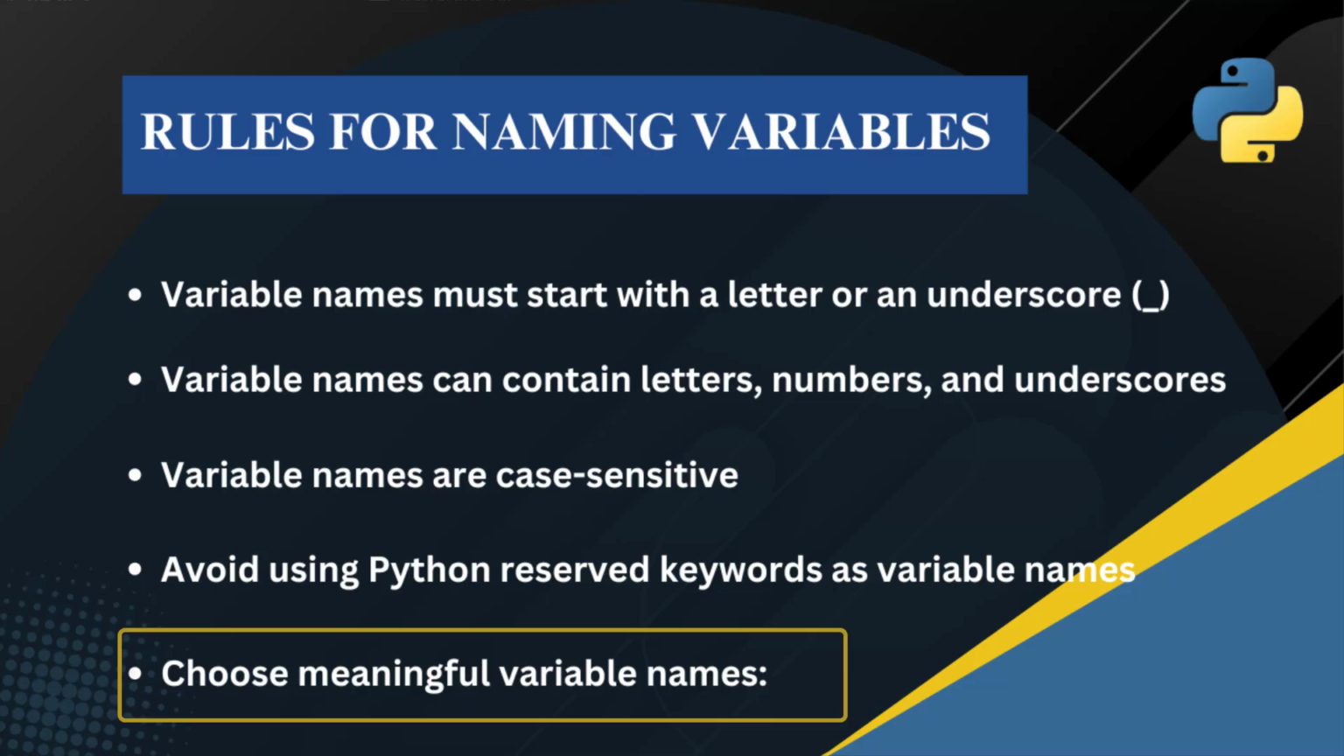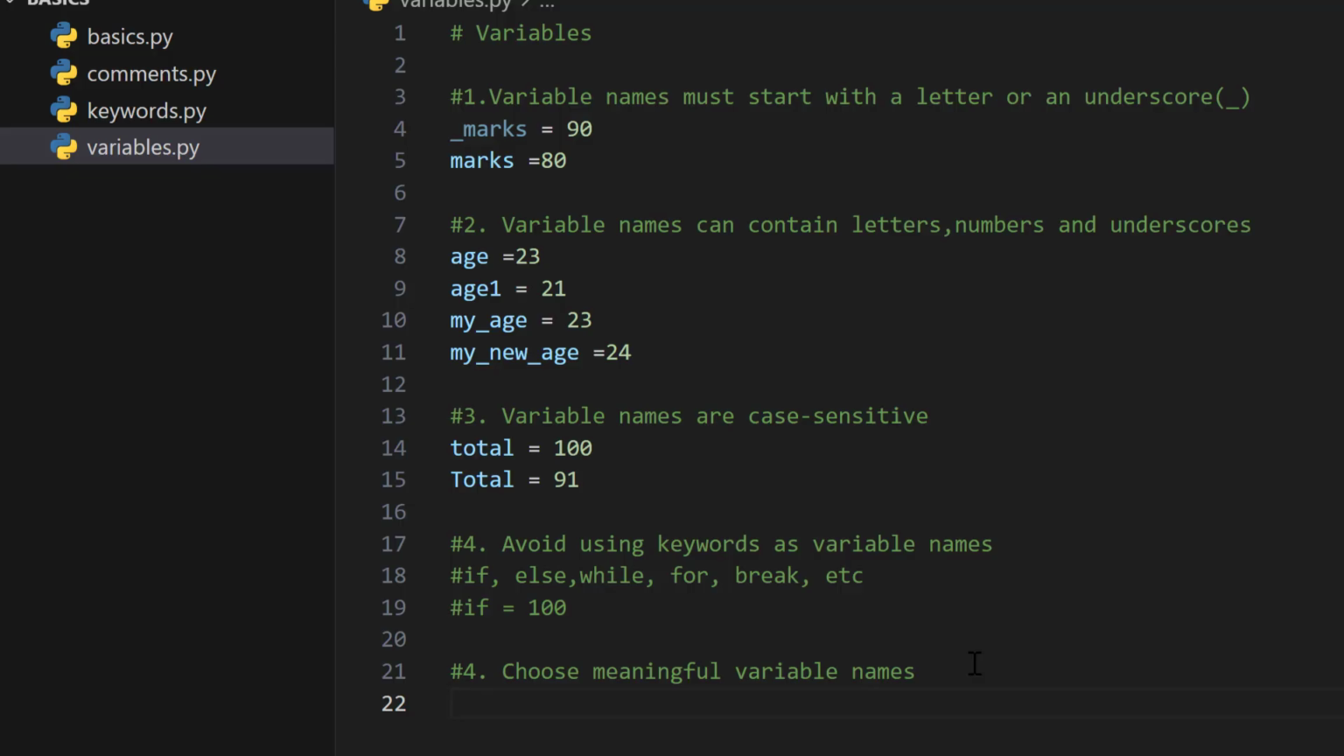The other rule is that you must always choose meaningful variable names. For example, if you're working on a project like a student grade system, and you are trying to store a mark entered by a user through the keyboard, the best way is to define a variable called marks, and then whatever is required, like accessing the input function, or maybe by default you initialize it to 30.